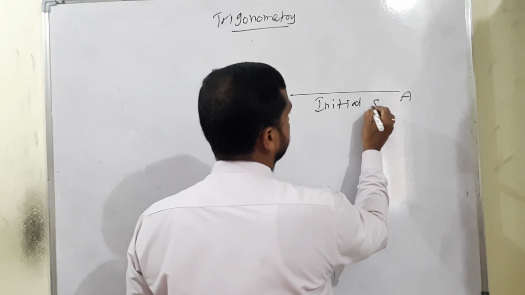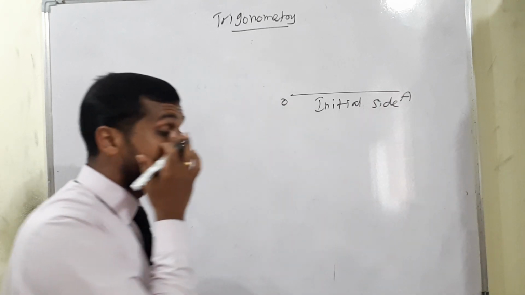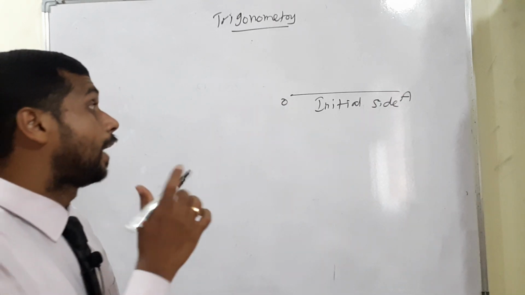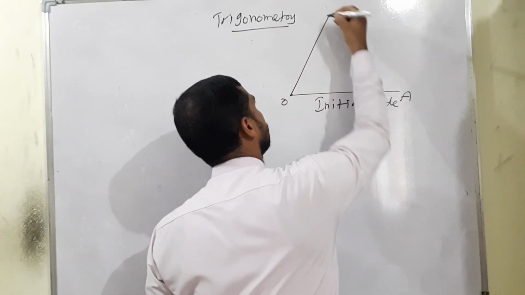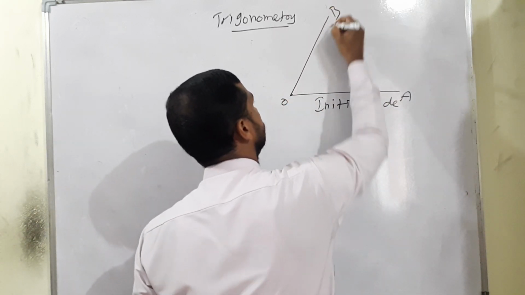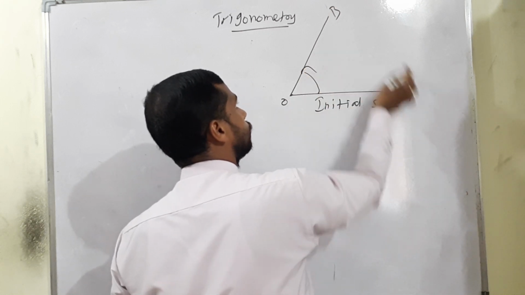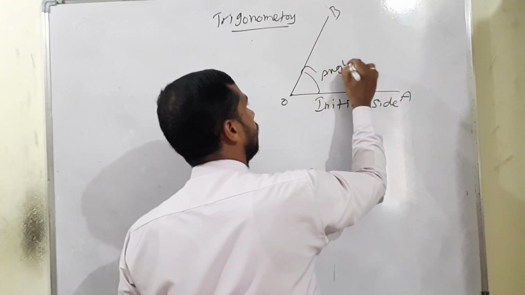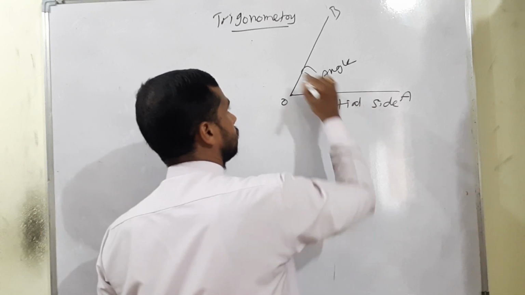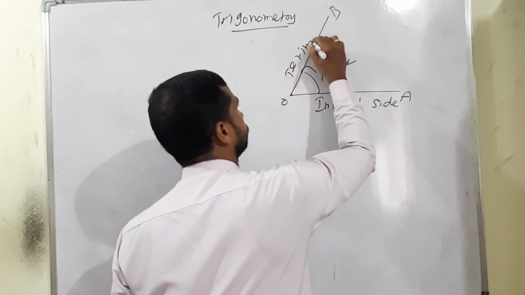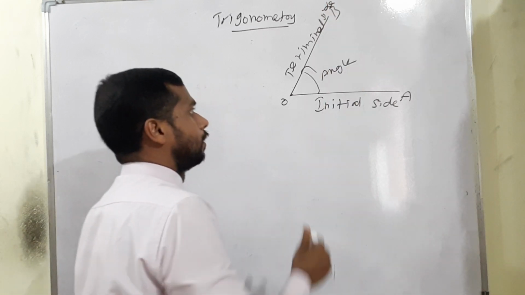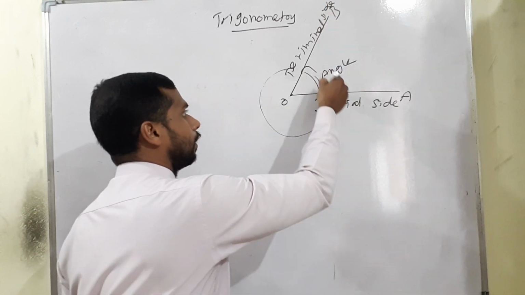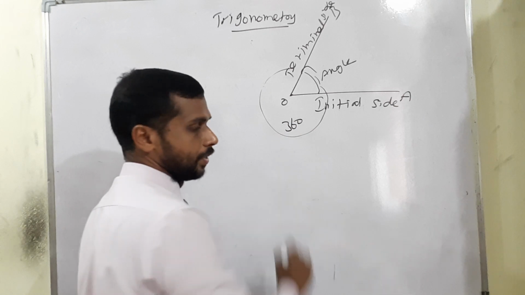Then how to measure the angle: the same origin will move to another ray. This other ray is called B, and in between A and B is called the angle. So this is the initial side, and this is the terminal side. One complete revolution of the angle is, as we already know, 360 degrees.